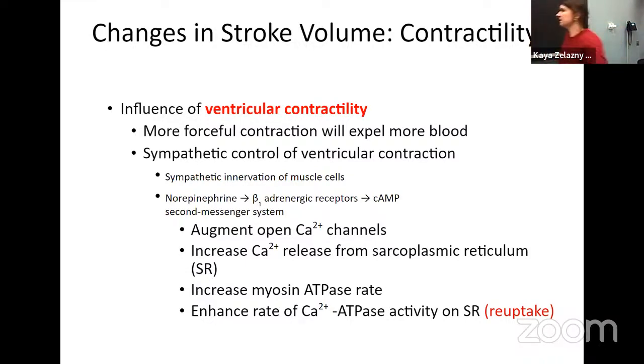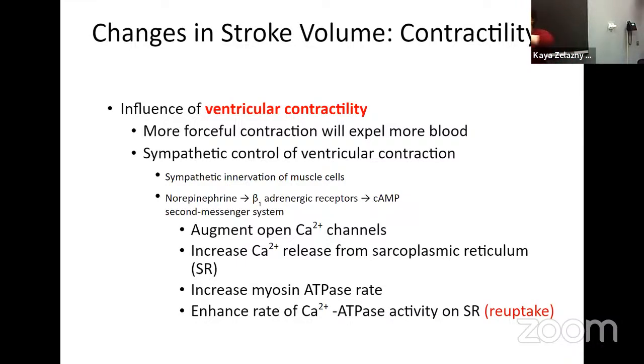Okay, so our sympathetic nerves releasing norepinephrine, binding to beta-1 adrenergic receptors. Ultimately, our second messenger system opens up calcium channels. It also increases how much calcium we're releasing from the sarcoplasmic reticulum, which is that sort of modified endoplasmic reticulum in our muscle cells, where we're storing calcium for when we want to contract the muscle. It also happens to increase our myosin ATP rate a bit, so we're using energy faster.